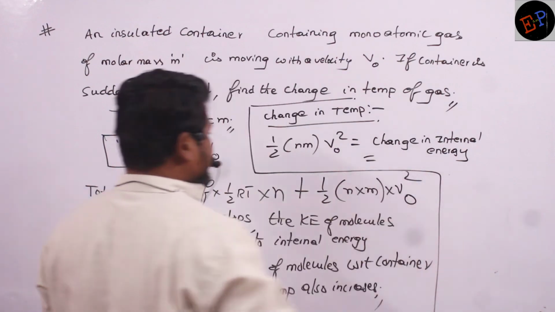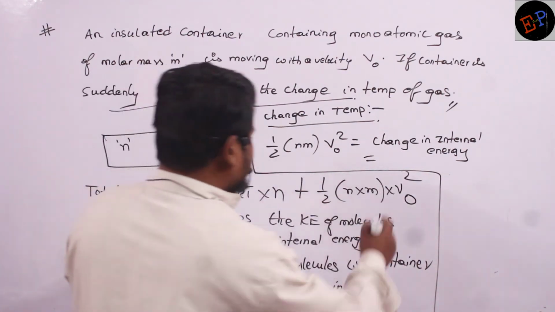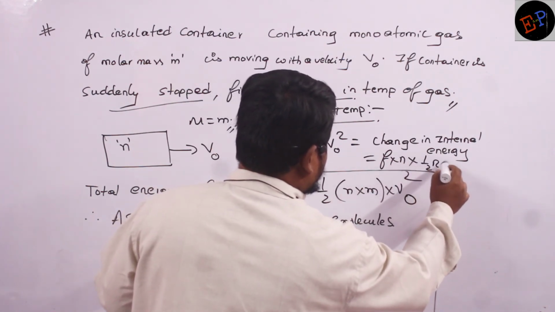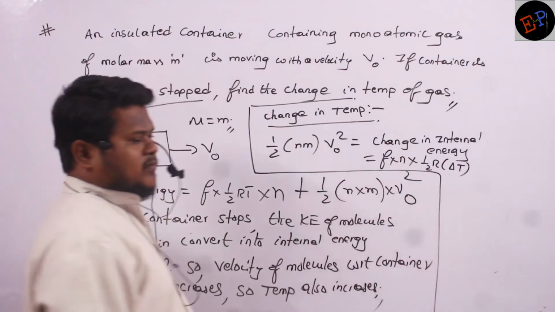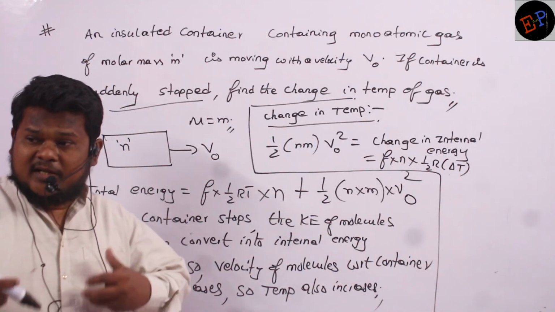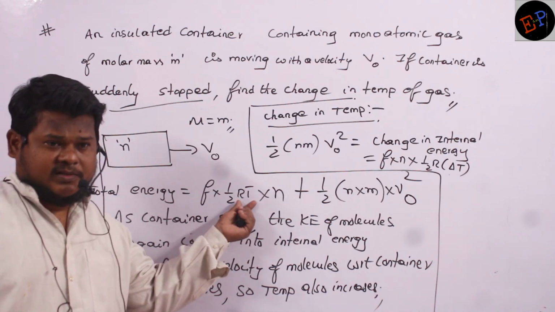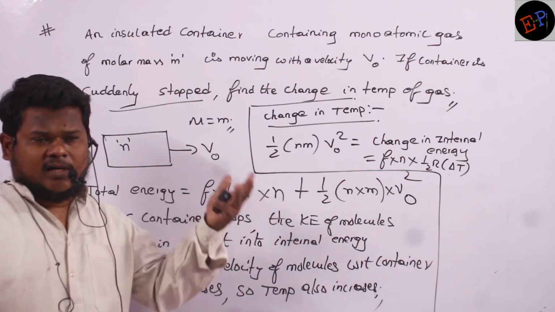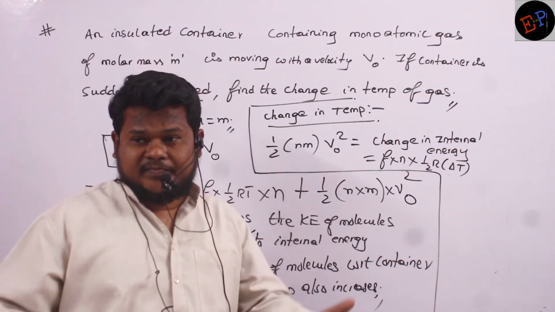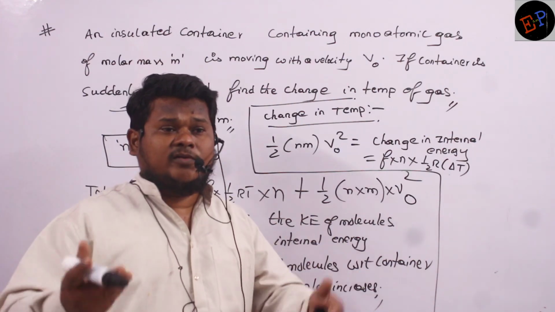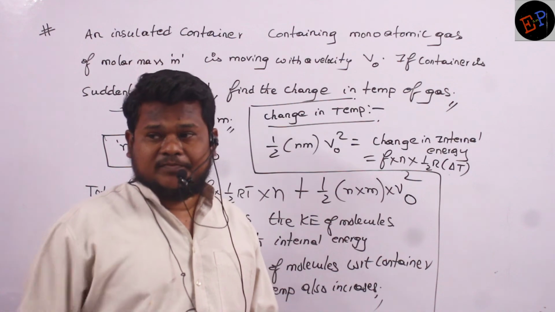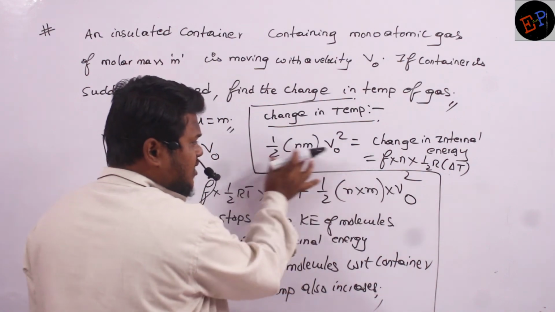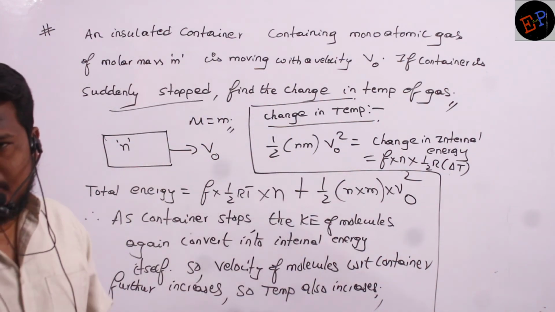And what is the internal energy possessed initially? The number of degrees of freedom is F, number of moles is N, and half R. Instead of T, I have to write delta T. Why am I writing delta T? Because I want the change in temperature. T is the total initial temperature. But when the container suddenly stops, the total kinetic energy is converted again into internal energy of the gas molecules. So temperature will rise, because each molecule will now have greater velocity in random motion. So instead of temperature, this is the change in temperature because of this additional energy obtained by the gas molecules in the form of internal energy.